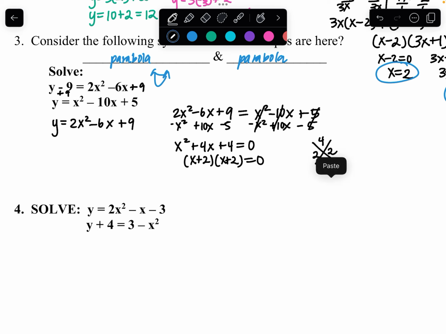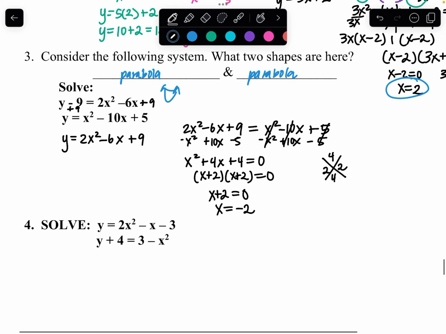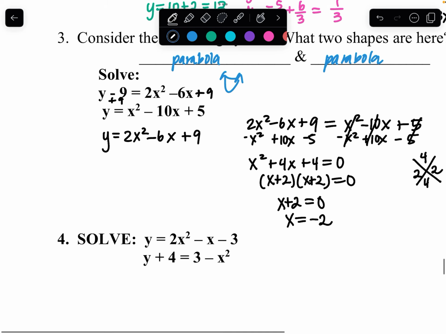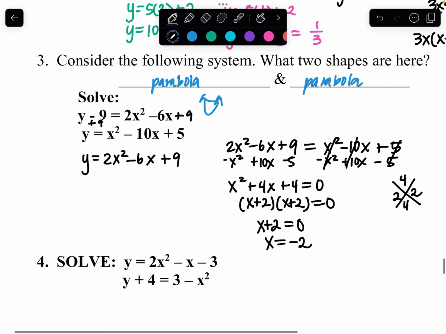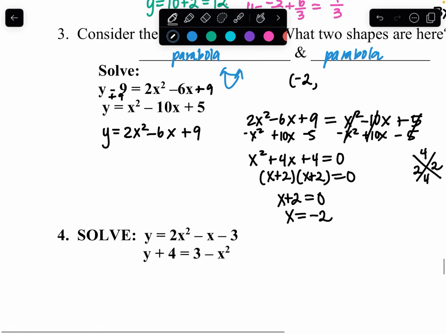And whenever your factor repeats, you don't have to set them individually equal to 0. You're only going to get one solution. And so x equals negative 2 is our x coordinate. And so we still need to get the y coordinate. And so pick either quadratic. I like this bottom one. It's going to get you the same y value either way.